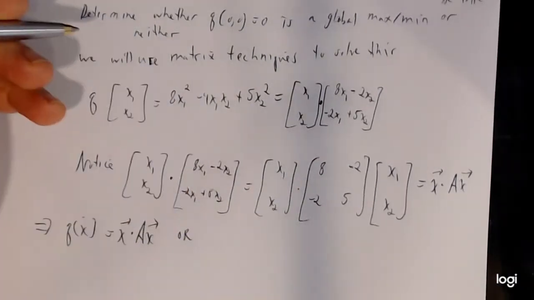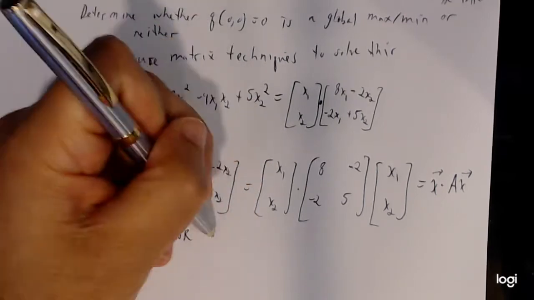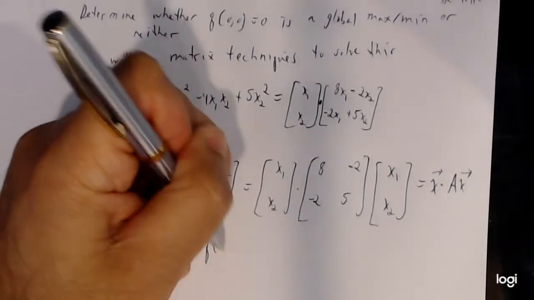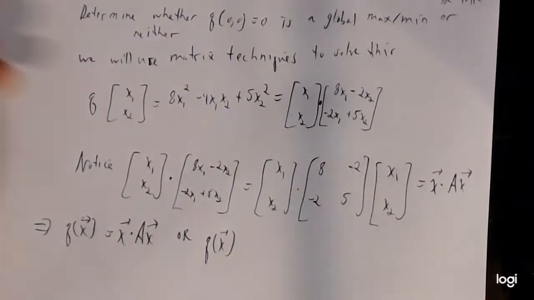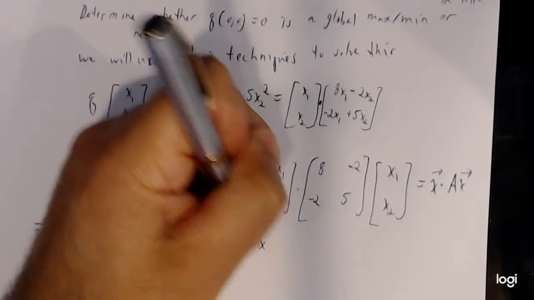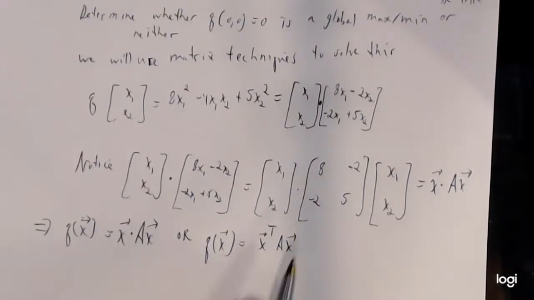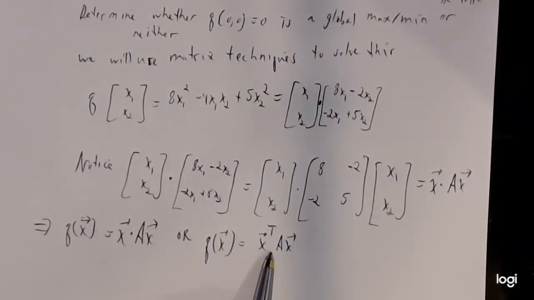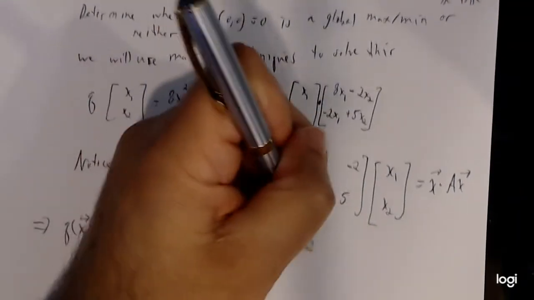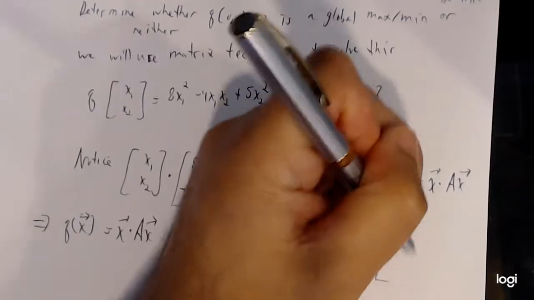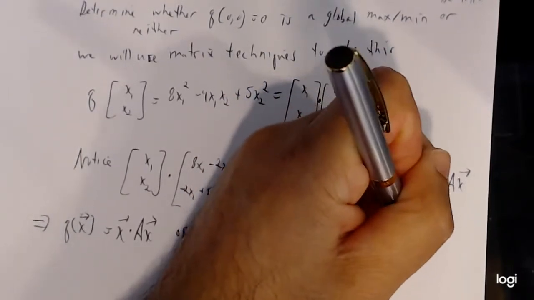Or, in other words, if we want to work in terms of, we can say Q of x, the vector x, equals what? X transpose Ax. This is just to rewrite it in terms where we don't have the dot product. More importantly, what is our matrix A? A is 8, negative 2, negative 2, 5.